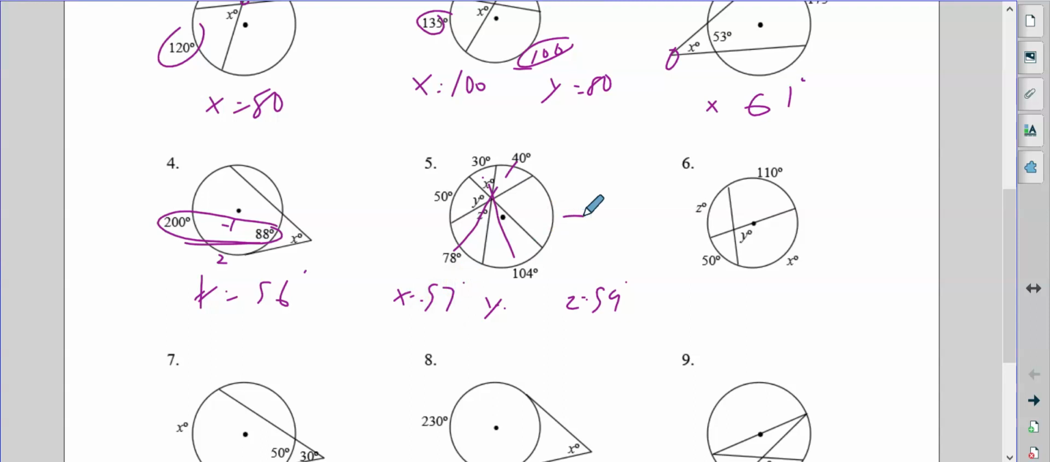What we don't have is this. So we need to add up 40 plus 30, which is 70, plus 50, which is 120, plus 78 and 104, and that gives us 302, and when we subtract that from 360, we get 58. So there's our two numbers, vertical angles there. So when you do 58 plus 50, which is 108, and divide by 2, we get 54 degrees.